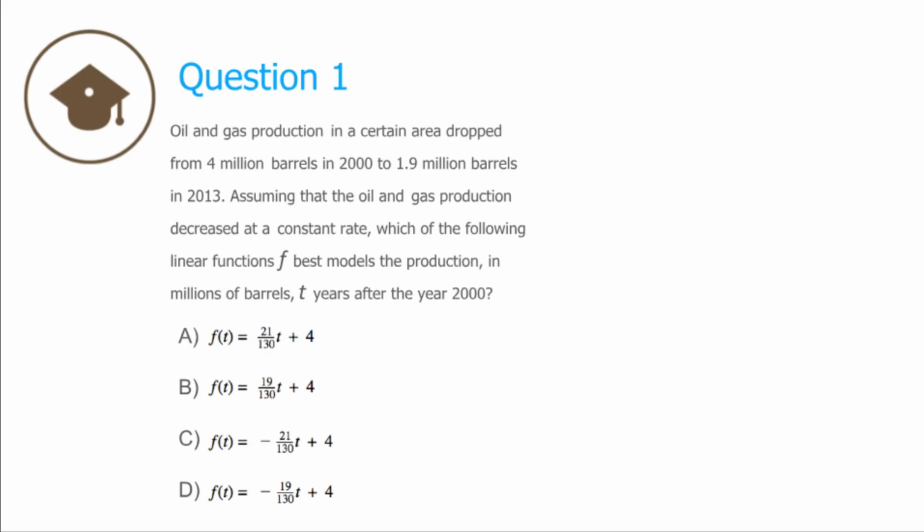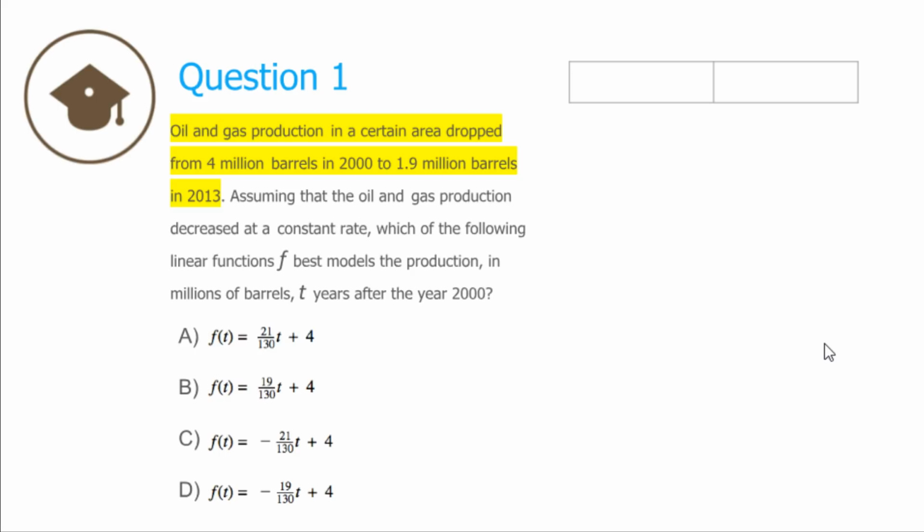and write things down. So starting with our first sentence, we see oil and gas production in a certain area dropped from 4 million barrels in 2000 to 1.9 million barrels in 2013. That's some information. Now, when we get information, it's often a good idea to organize it. Information is not very useful to us in sentence form, so a really good call is to use a table. So we have a table here, and the information that's given to us is the production for each year. So we can go ahead and set up a table with year on one side and production on the other.